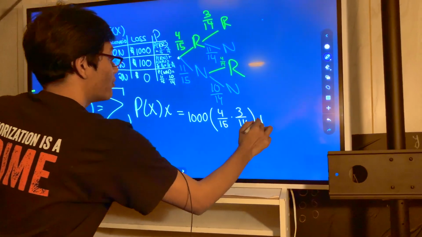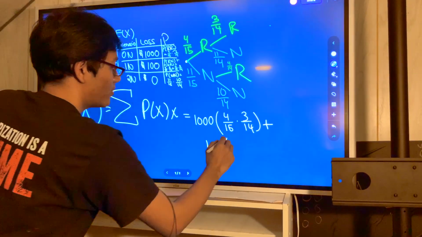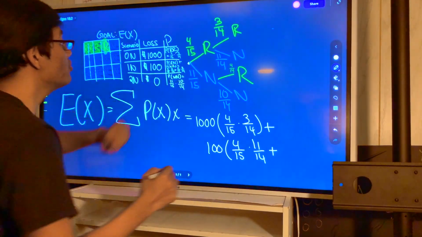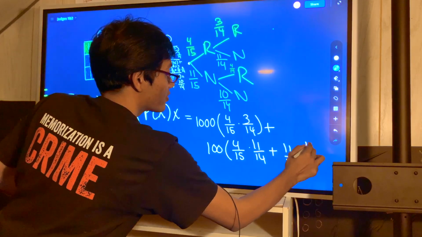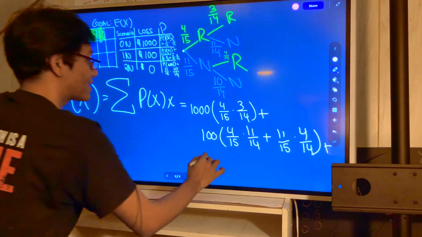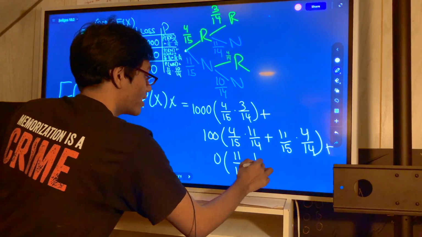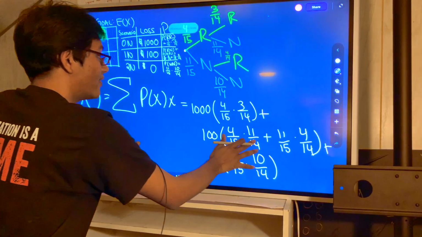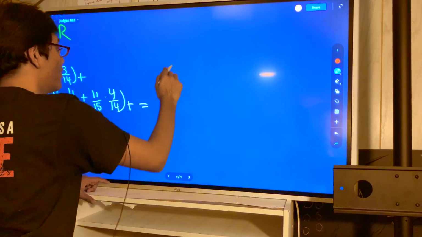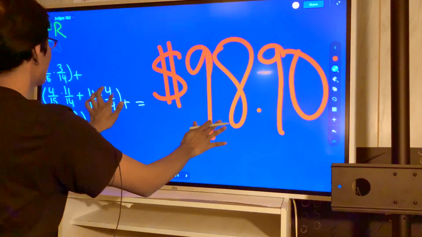But let's keep it going. We have many more. We have $100 times the probability of refurbished new plus new refurbished. So that's going to be 4 over 15 times 11 over 14 plus, don't forget, the new refurbished: 11 over 15 times 4 over 14. And finally, your best case scenario, if you ship 2 new, that's going to be 0 times whatever. But nonetheless, for the sake of pedanticness, we can go ahead and write it down: 11 over 15 times 10 over 14. And if you multiply all that out, that's going to give you your final expected value of $98.90. And that's the expected loss.